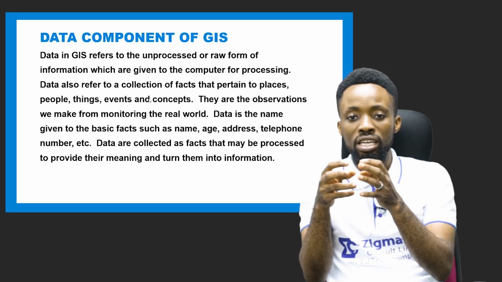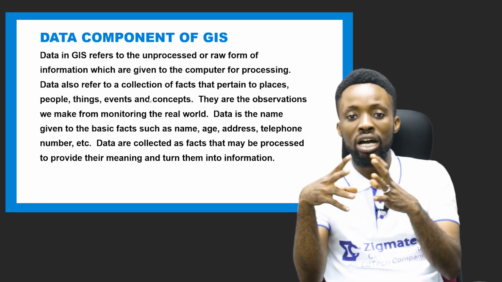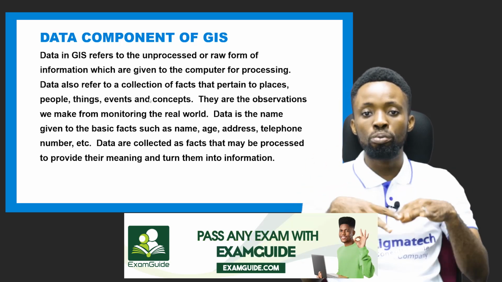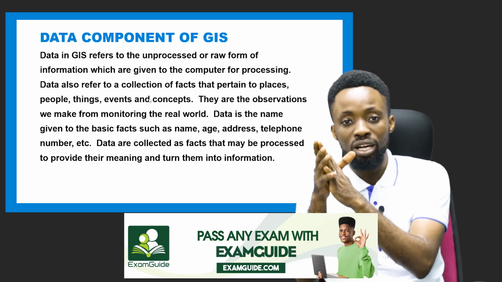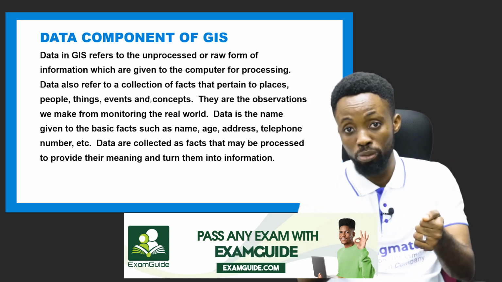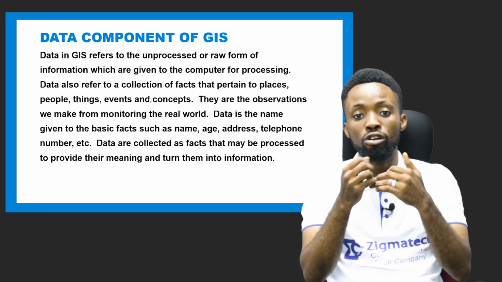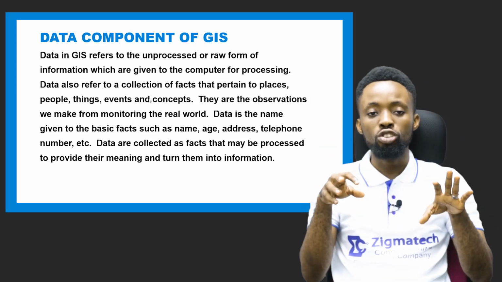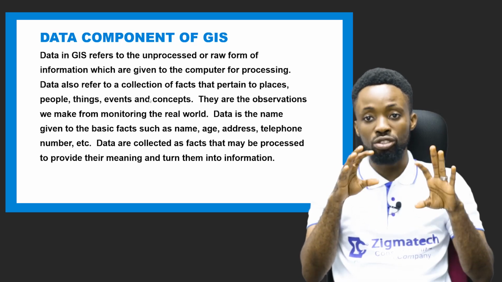So if I take the number of buildings in my area and the number of cars and number of people I have around, I can take it to the computer and form a table, or put it in a database. By so doing, I am transforming that data to information that if someone should come and look at it, the person will get a form of geographic information about the place. So the observations we make from monitoring our real world are actually geographic data, and are also a component of GIS.